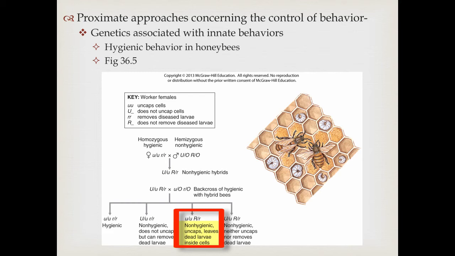So it's pretty remarkable, a fairly complex series of behaviors, like uncapping and then removal of dead larvae, can be controlled by just two gene loci, two spots of DNA, under very specific combinations of alleles.